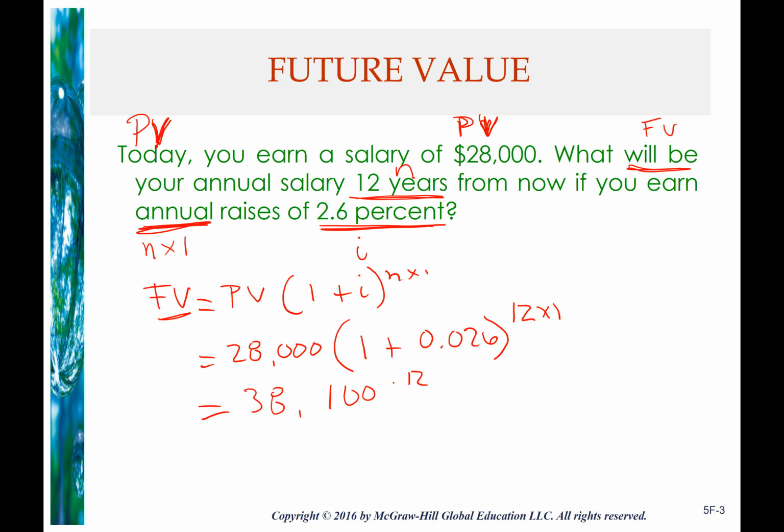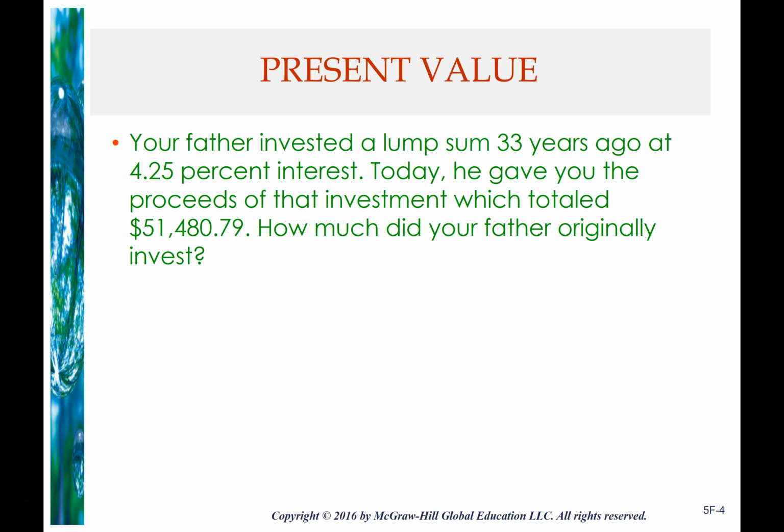So it's 1.026 to the 12th power, times 28,000, and the answer is $38,112. So if you're getting paid $28,000 and you're getting a raise of 2.6%, in 12 years you will get a big raise and you will be making $38,112. Okay. All right. Next example, present value.